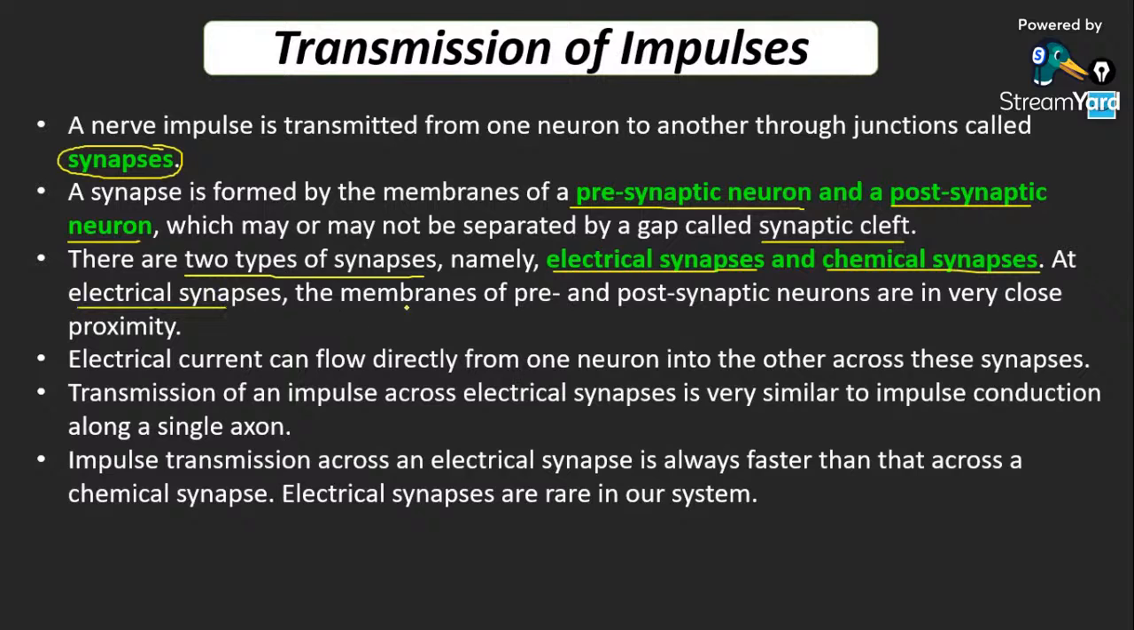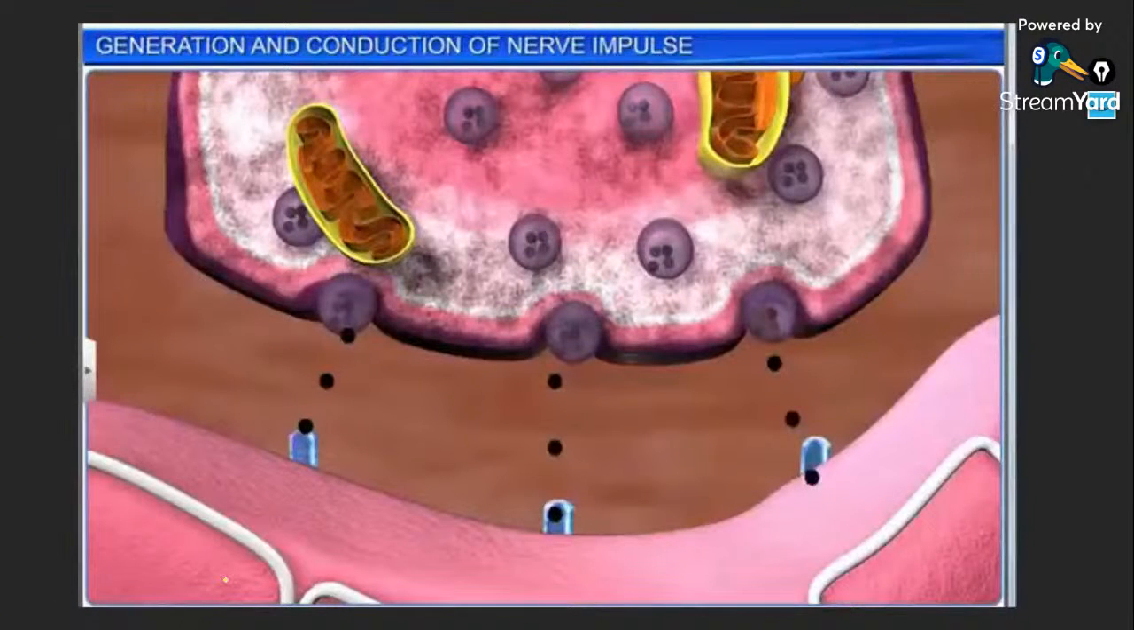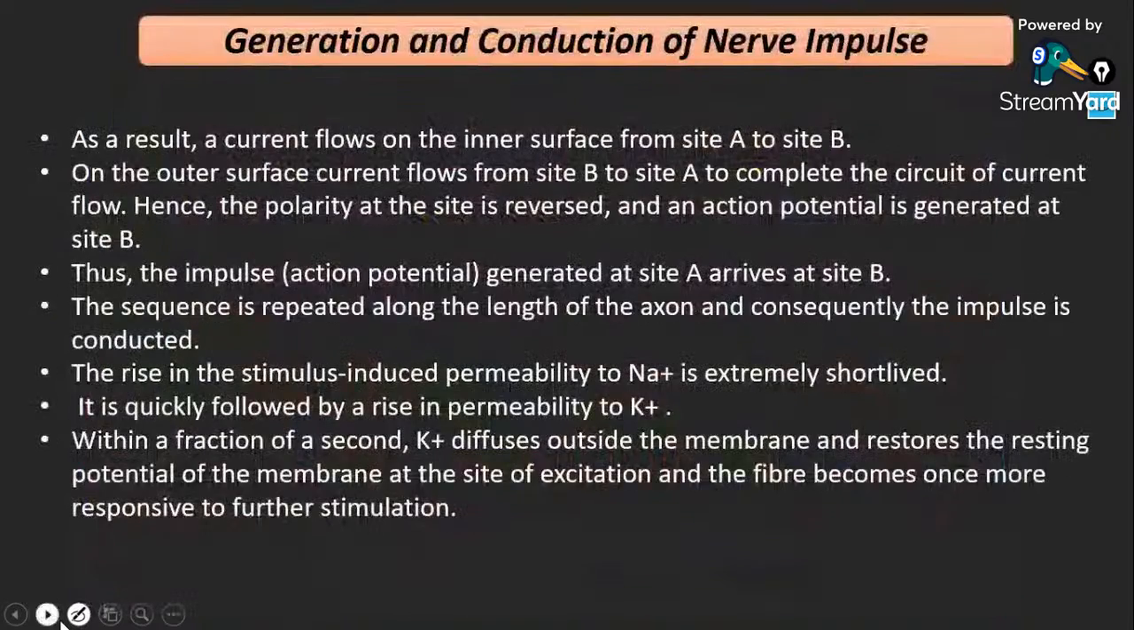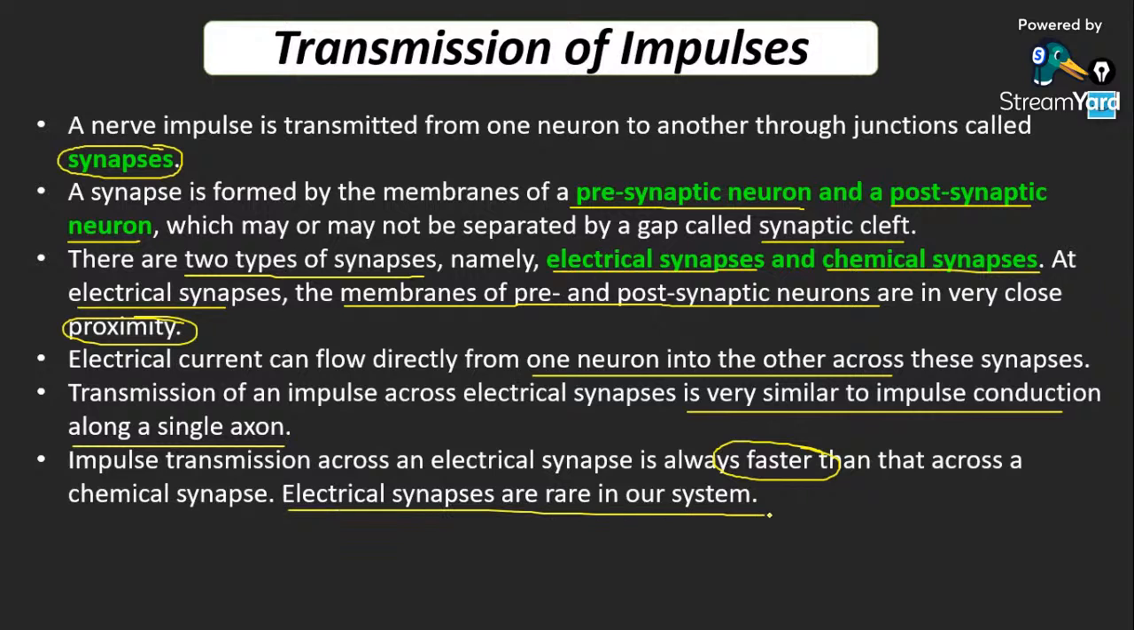At an electrical synapse, the membranes of the pre- and postsynaptic neurons are in very close proximity. I will show you after this. Electrical current can flow from one neuron to the other through these synapses. Transmission of an impulse across an electrical synapse is very similar to impulse conduction along a single axon, and it is always faster. Electrical transmission is much faster than at a chemical synapse, but electrical synapses are very rare in our system.